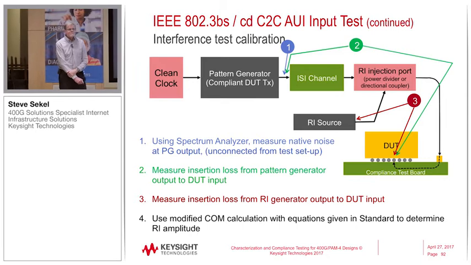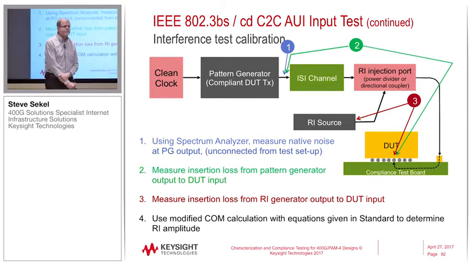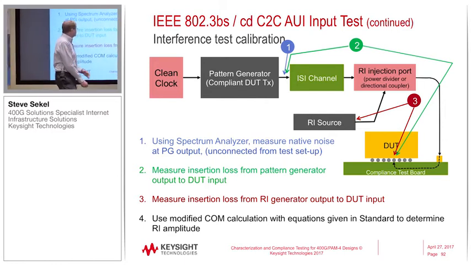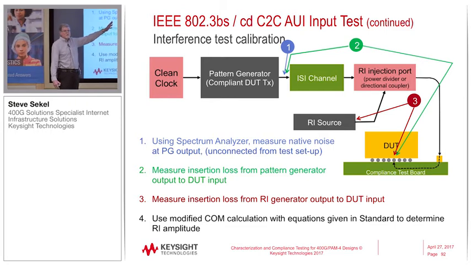So, what is the purpose of step 1? What are we trying to do in step 1? Using the spectrum analyzer, this is how we do the calibration. So, step 1, I want to measure the noise contributed by the test system itself, okay? So that's what step 1 is doing.